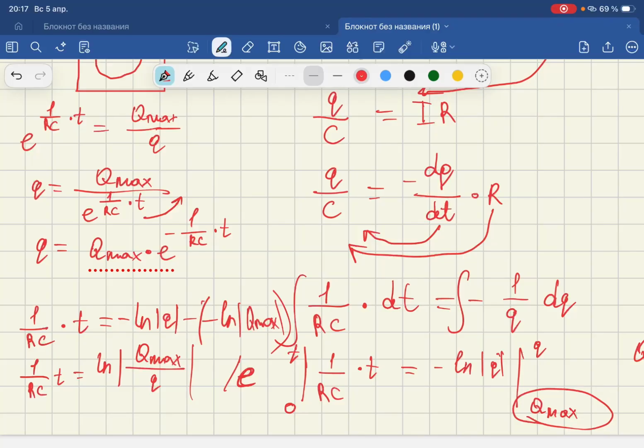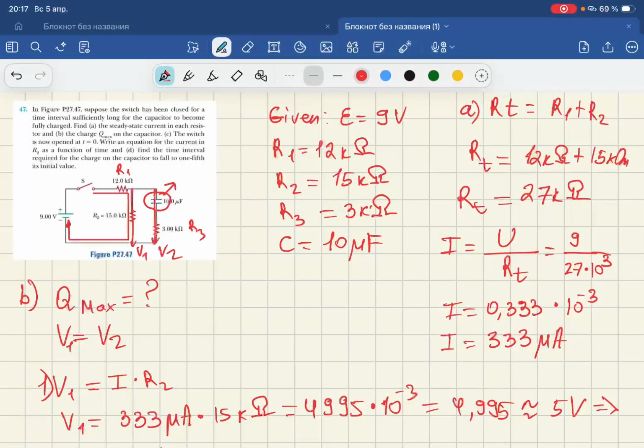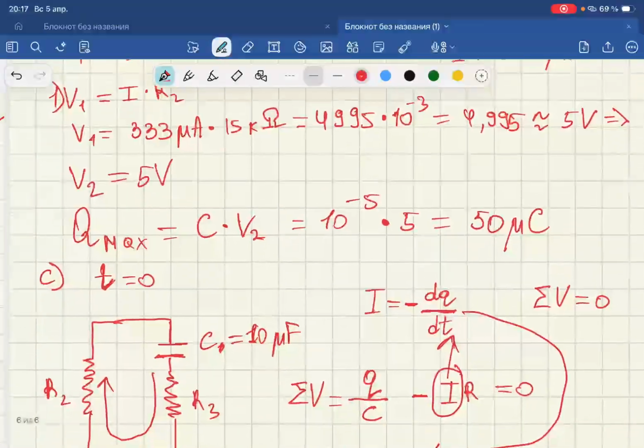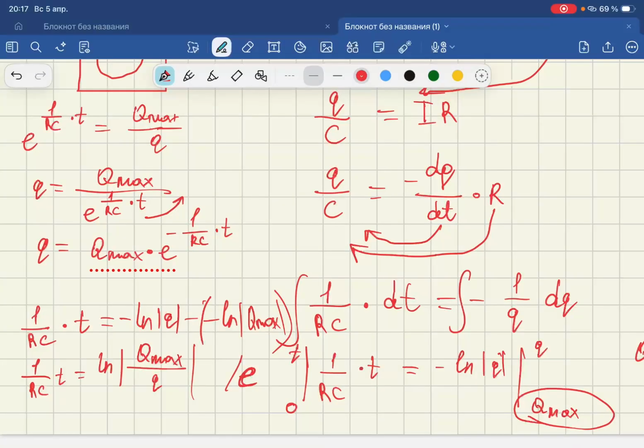After that, we have the charge equation, but in the problem it says to write an equation for the current. So after finding that Q, we will just take the derivative depending on the time, because current is actually equal to dq dt. Yeah?